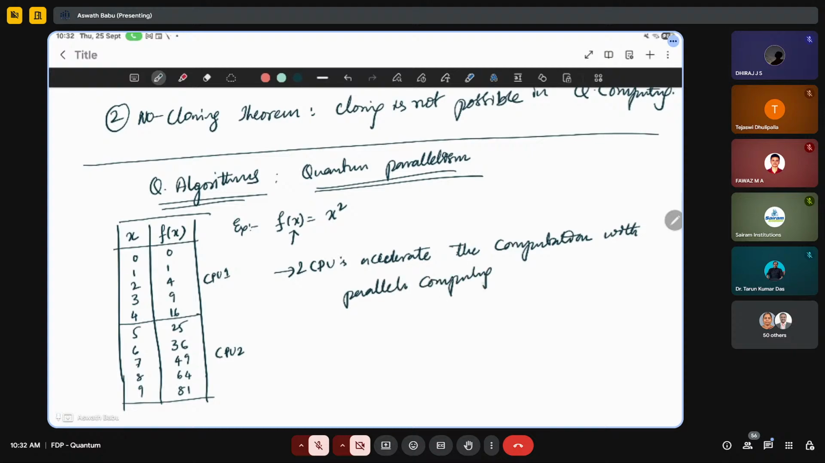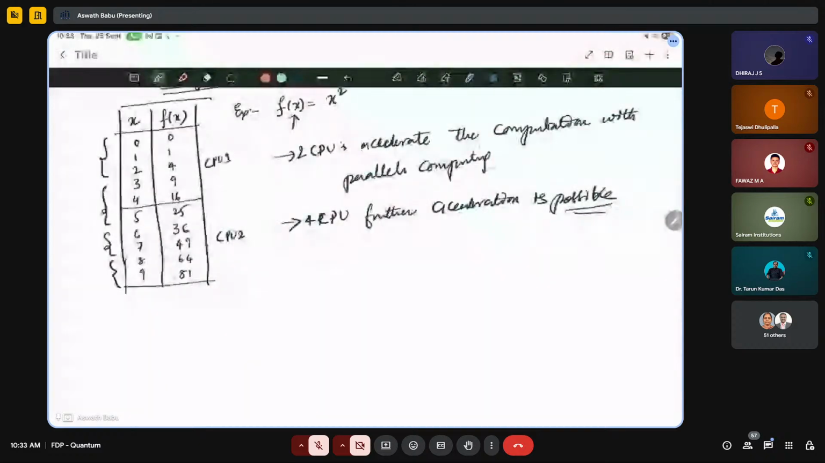Very good. Let's say somebody has 4 CPUs. What can he do? He can divide into 4 parts: number 1, number 2, number 3, number 4. So further acceleration is possible, provided each calculation doesn't depend on the other calculation. Now if you see, if such a thing is possible, then I can accelerate.